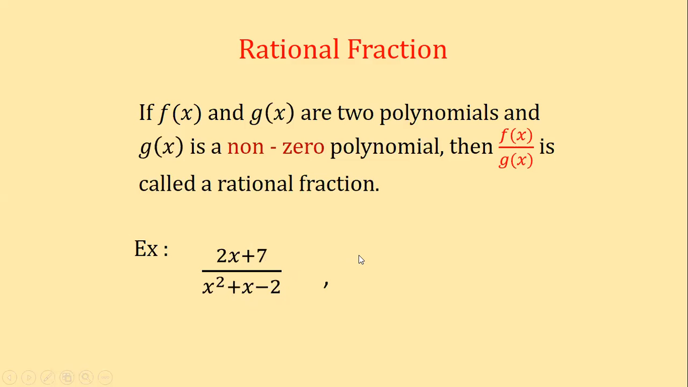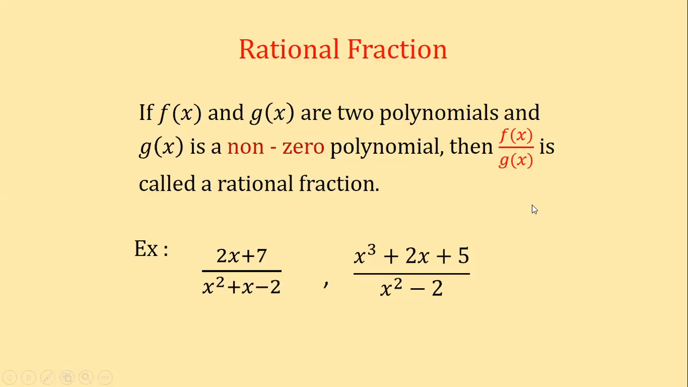Let us see another example. x cube plus 2x plus 5 by x square minus 2. So what is this? In the numerator we have a cubic polynomial because the degree is 3, and in the denominator the degree is 2, so it is a quadratic polynomial. So these two are the examples given for rational fraction. I hope you are following, children.